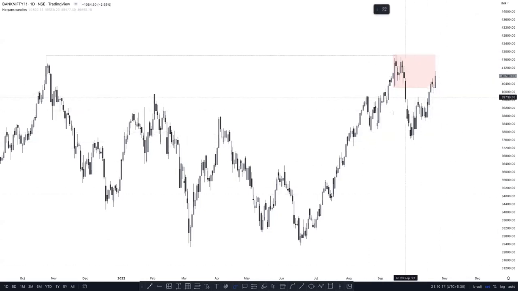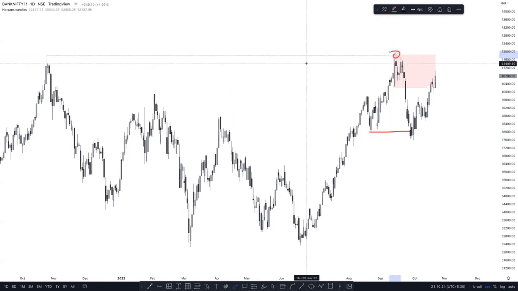Why are we not interested in buying here? Even though market took out the inducement and then went high, market did not close above the previous high, right? If market closes above it, then we can see some buying momentum to the upside, like here, pushed downside and went higher.